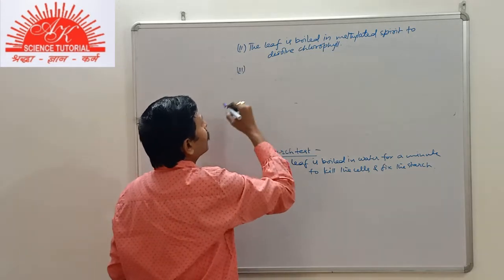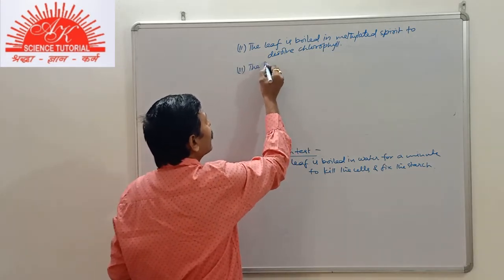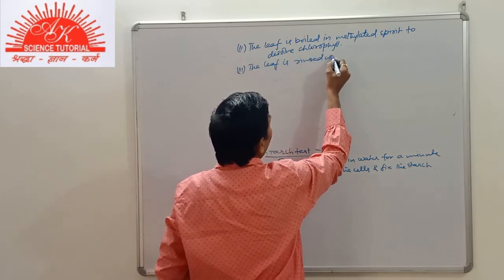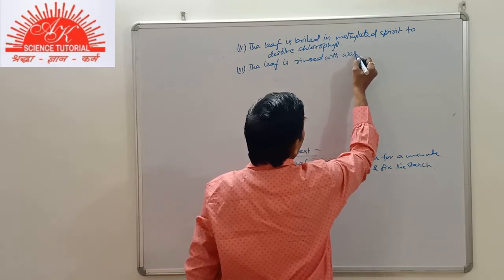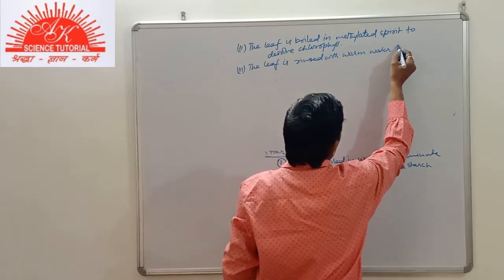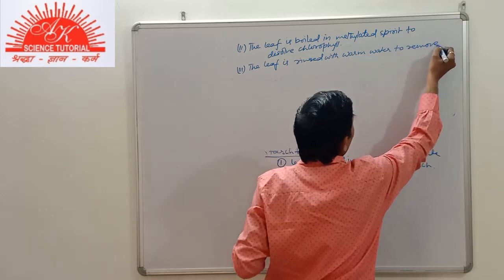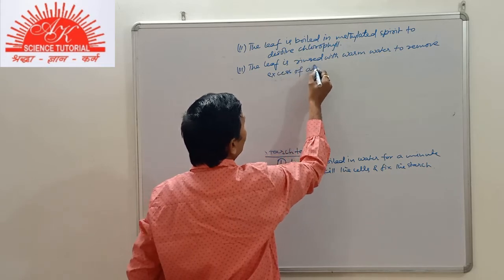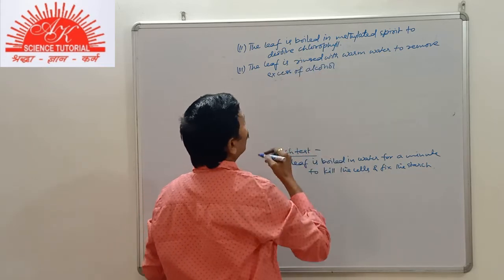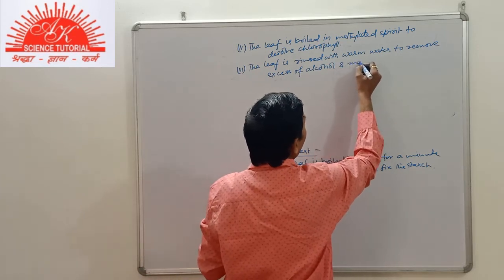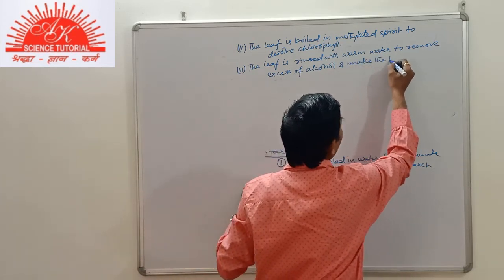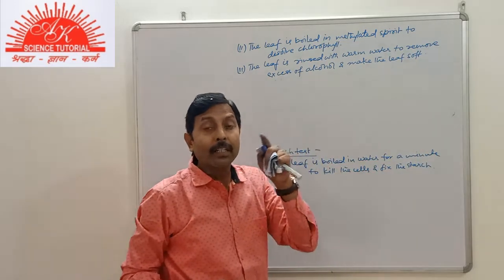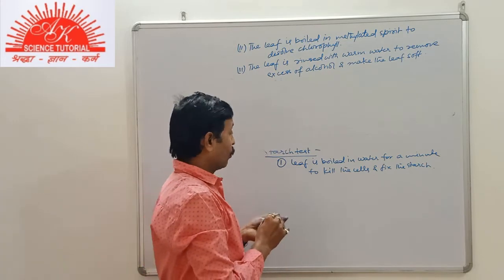Now, in the third part, the leaf is rinsed with warm water to remove excess alcohol and make the leaf soft, which has turned crispy on boiling in alcohol.